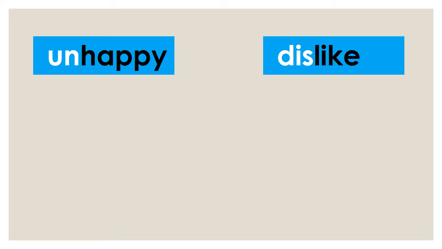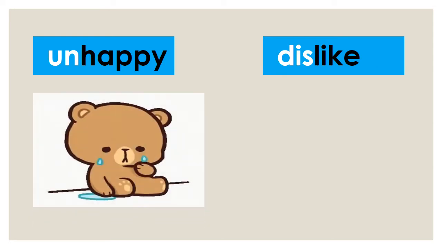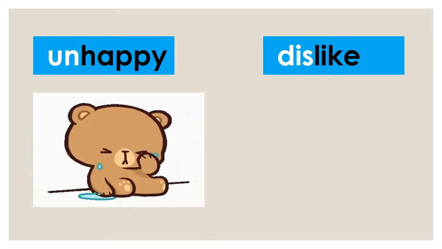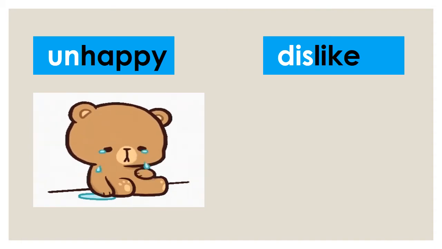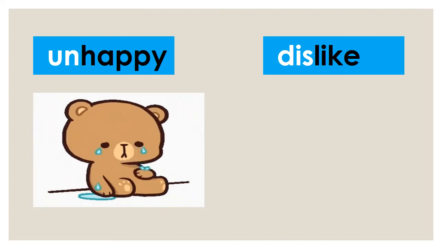Now look with me at this picture. Yes, as you see, is he happy or sad? He is not happy. I say not happy. So which prefix means not? It's un. As you see in the picture, unhappy.